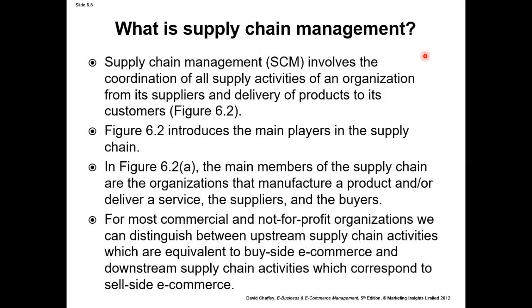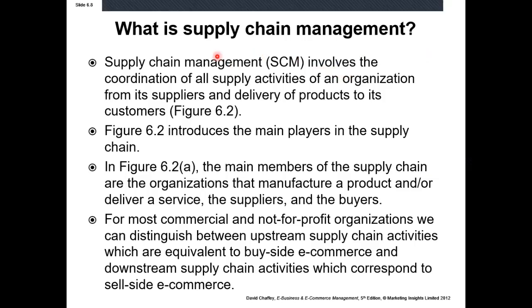Right, so what does it say? Supply chain management, or SCM, involves the coordination of all supply activities of an organization, from its suppliers and delivery of products to its customers, right? So it involves the coordination of all supply activities of an organization from suppliers and delivery of products to its customers.